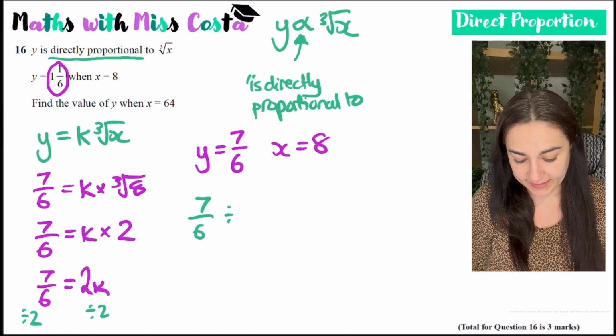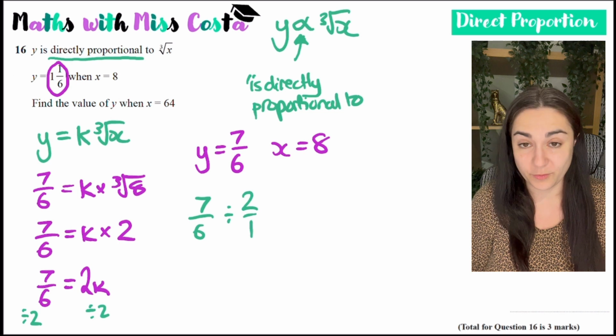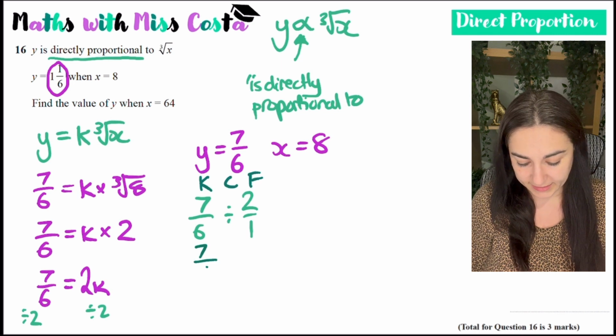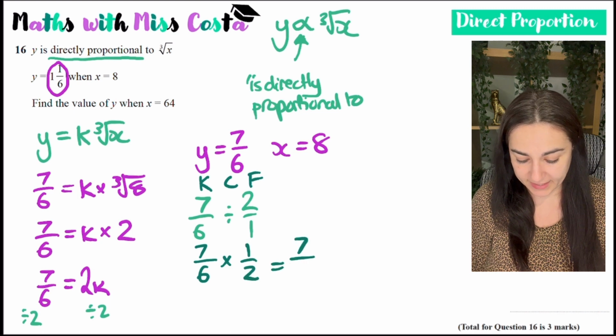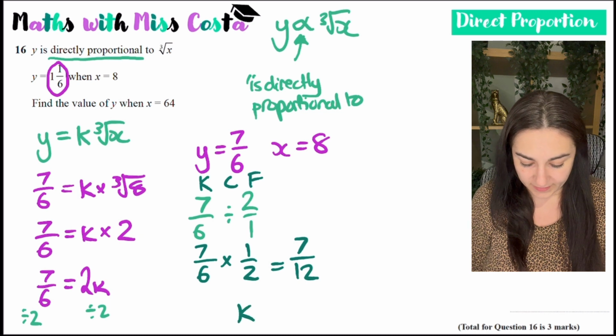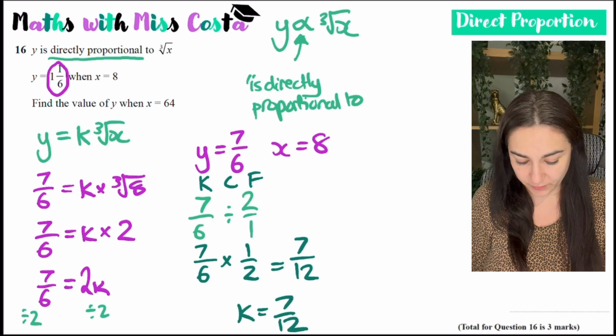So 7 sixths divided by 2, I can write it as a fraction. Remember, when you're dividing fractions, you keep the first fraction as it is, change the sign and flip the last fraction. So that would be 7 sixths times 1 over 2. 7 times 1 is 7 and 6 times 2 is 12. So I know that k must equal 7 over 12.